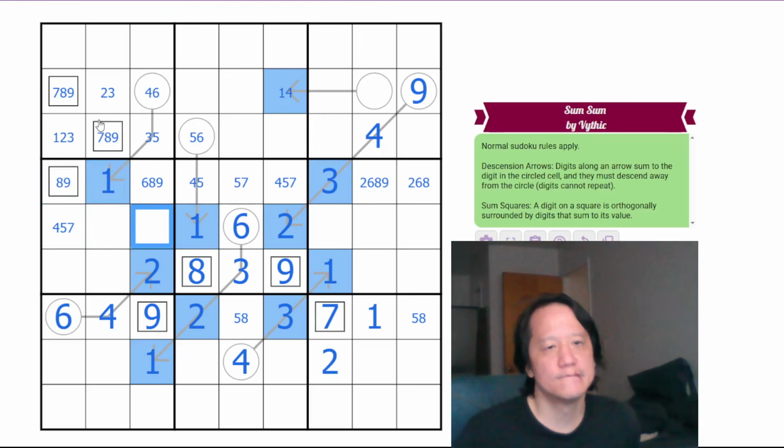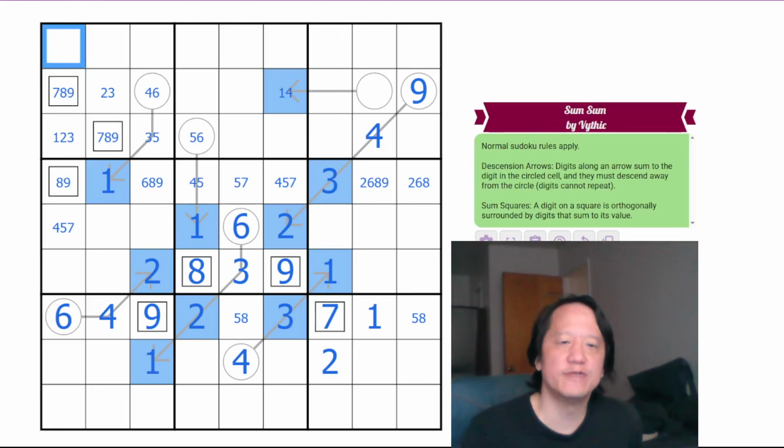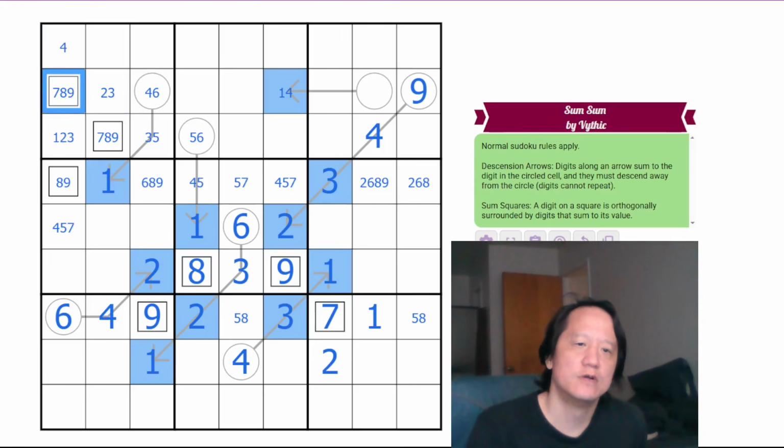Okay. To add up to 7 could be 1, 2, and 4. To add up to 8, 1, 3, 4, or 1, 2, 5. And to add up to 9, it would have to be 1, 2, 6, 1, 3, 5, or 2, 3, 4.